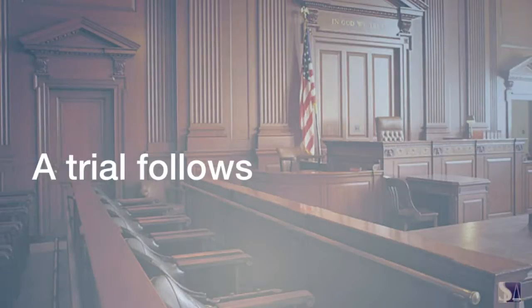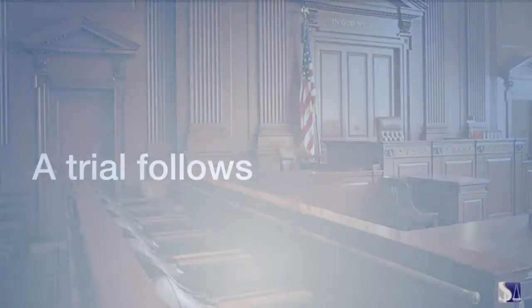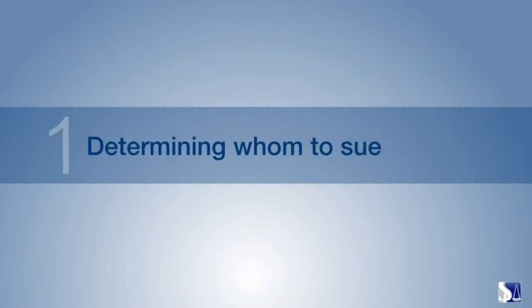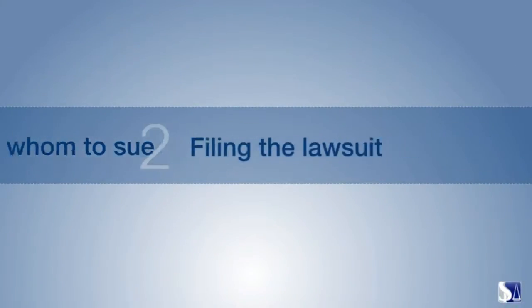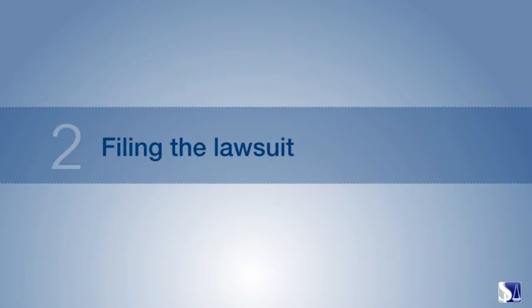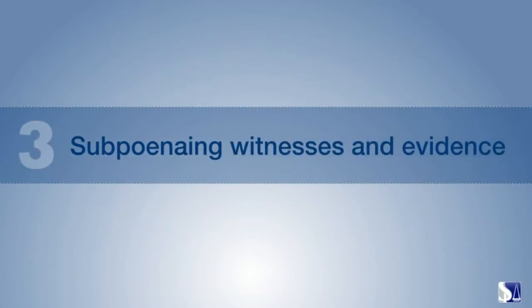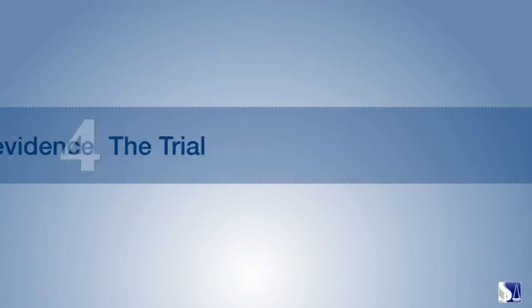So the 5 basic parts of a small claims lawsuit are: 1. Determining who to sue. 2. Filing the lawsuit. 3. Subpoenaing witnesses and evidence. 4. The trial. 5. The verdict. Let's cover each part individually.